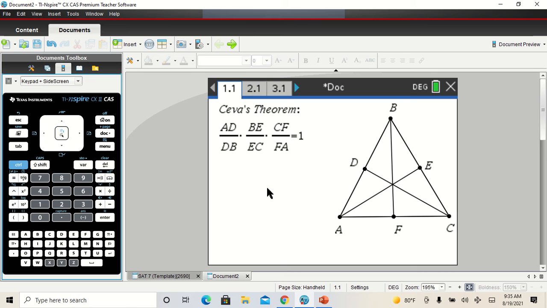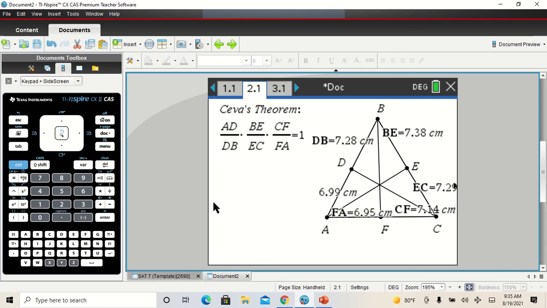That's Ceva's theorem. What I'm going to do is use the same thing, but I'm going to use the Inspire to measure this to see if it's true. So what I did here, I kind of set it up already. I stored some values in here. I stored all of them except for the first one, so I can show you how to do it.